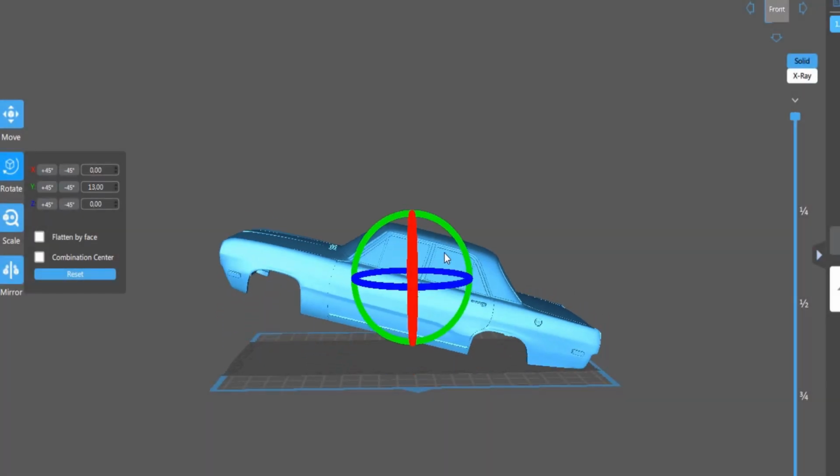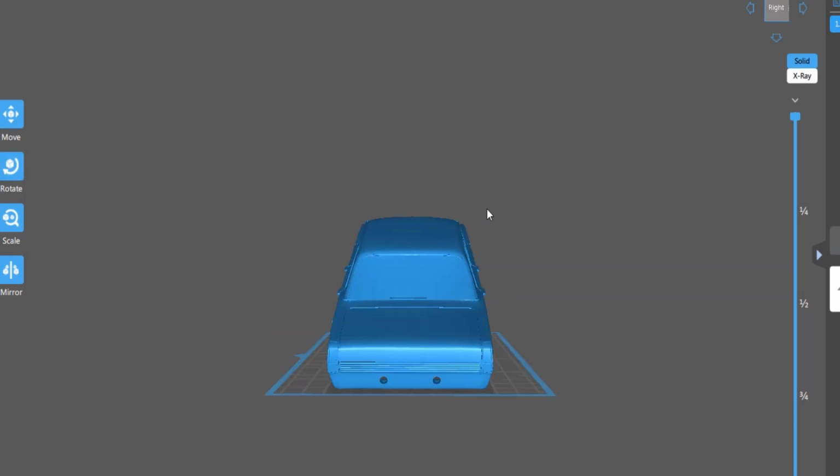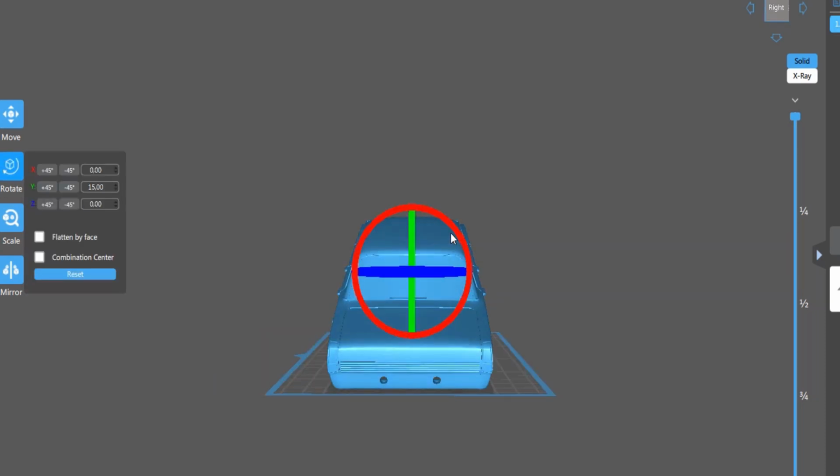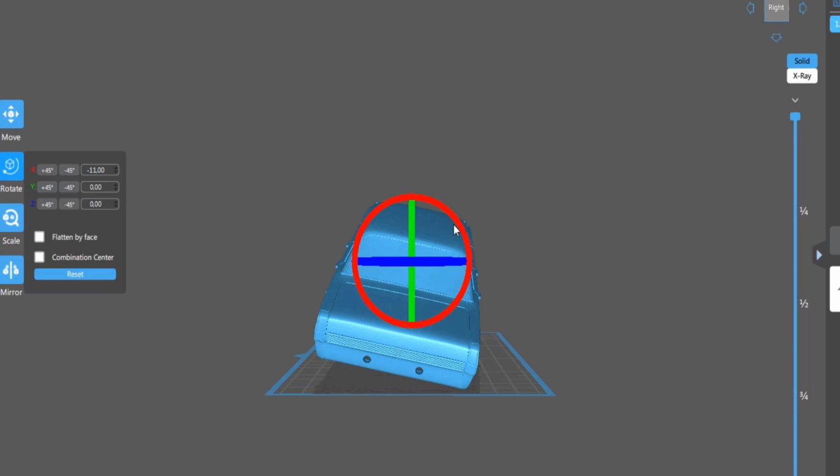But as you might have guessed, each method has its pros and cons. The disadvantages of this method are that the printing time is increased because the car body is at an angle.